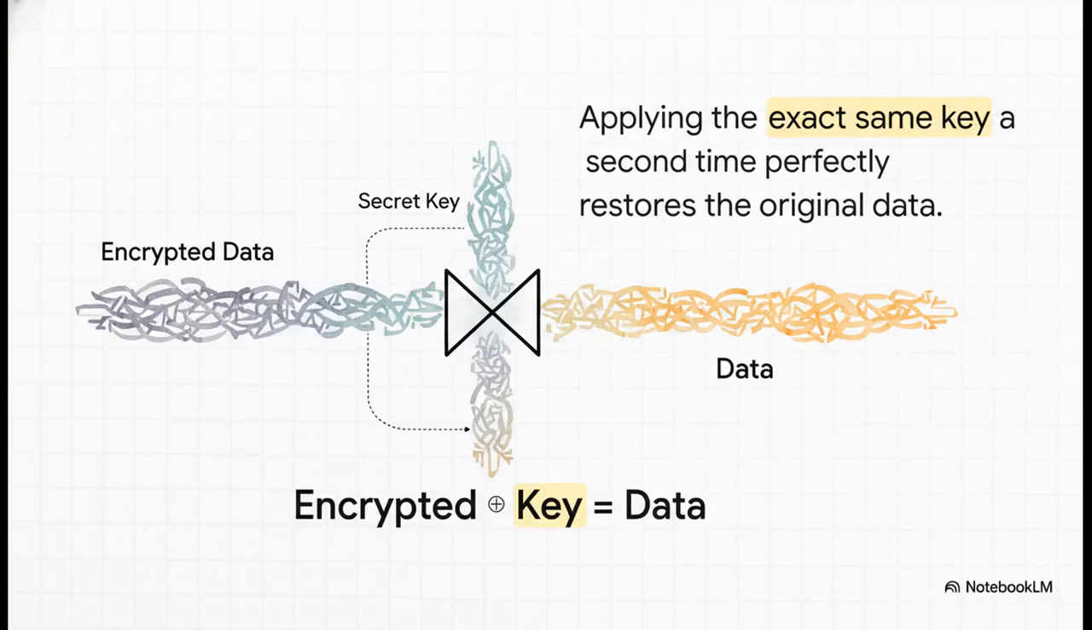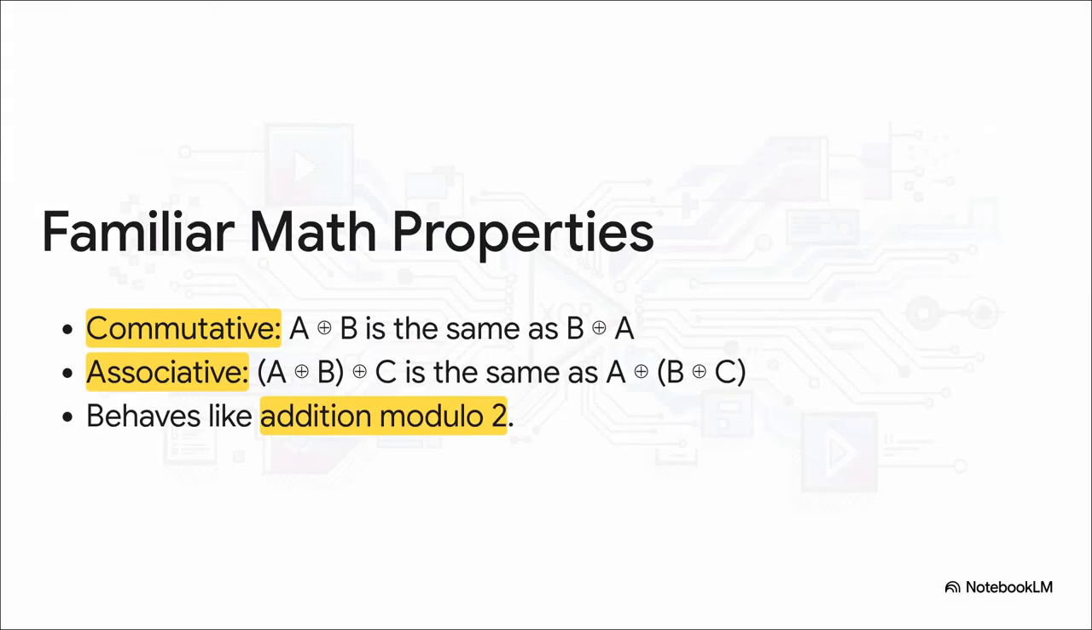Okay, but here's the real magic. This is where that involution property comes in. You take that encrypted data, the stuff that looks totally random, and you apply the exact same key with XOR a second time, and poof, just like that, your original data reappears, perfectly restored. You don't need some complex decryption algorithm, just the same simple operation you used to encrypt it in the first place. It's amazing.